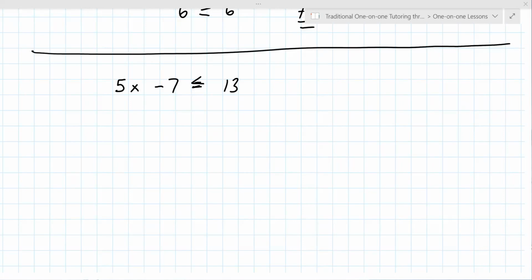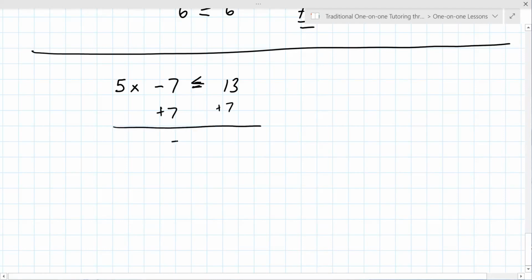X greater than or equal to 4. You cut out a little bit. I think I heard X less than or equal to 4. Is that right? Yeah. Excellent.